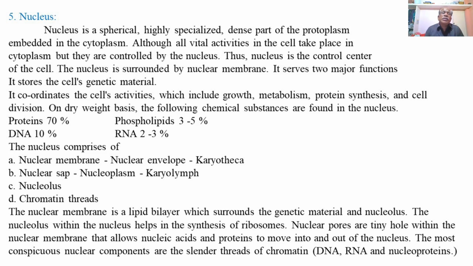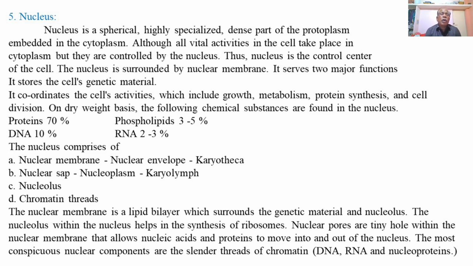On a dry weight basis, the following chemical substances are found in the nucleus. The nucleus contains about 70% proteins, 3 to 5% phospholipids, 10% DNA and 2 to 3% RNA. These are the percentages of the various materials present in the nucleus.